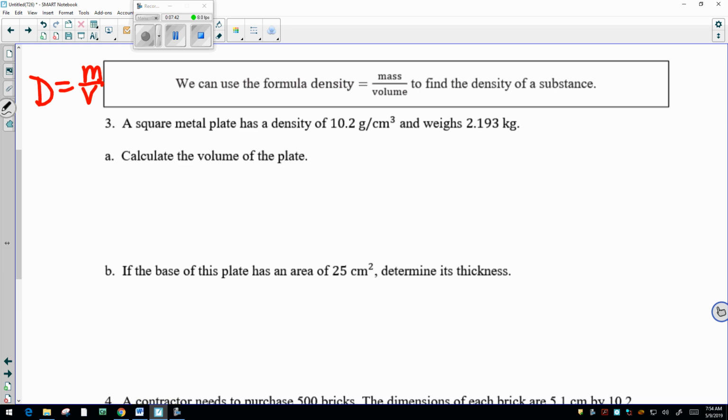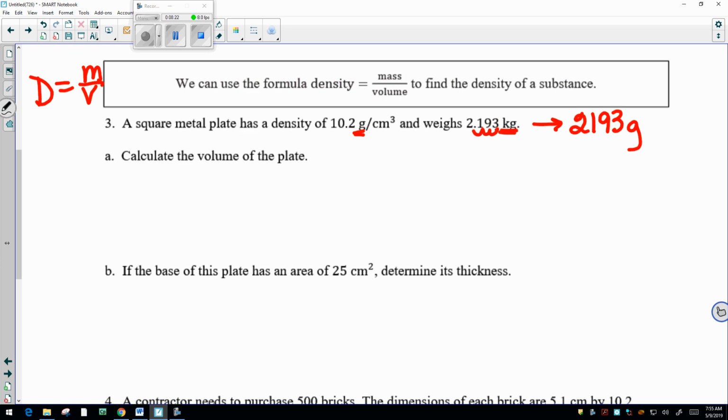So it says a square metal plate has a density of 10.2 grams per centimeters cubed and weighs 2.193 kilograms. So right there, I want to stop and hold the bus and think, all right, I've got to get everything into the same units. So to turn kilograms into grams, I'm going to move my decimal point over 1, 2, 3 places to the right. So this is the equivalent of saying 2,193 grams. Okay, now we're in the same units.